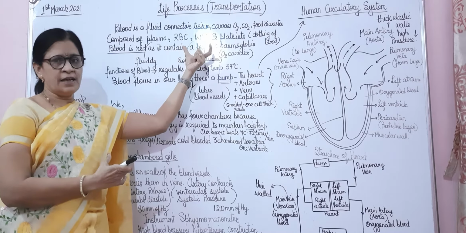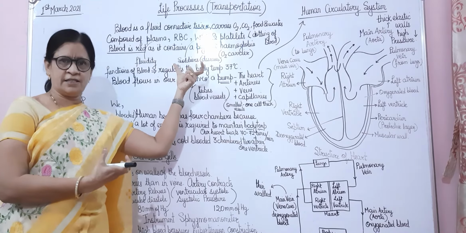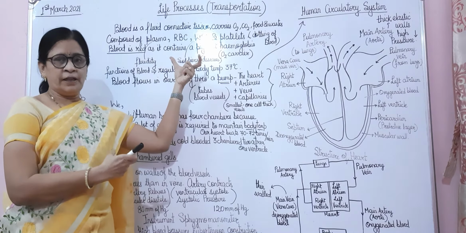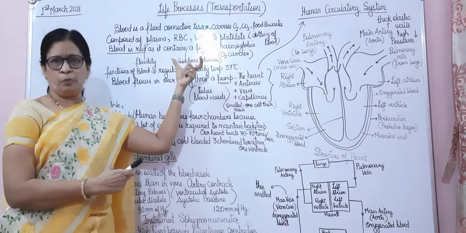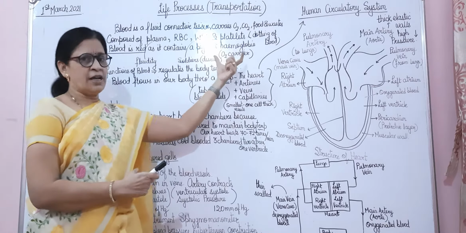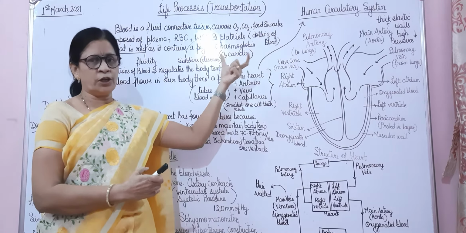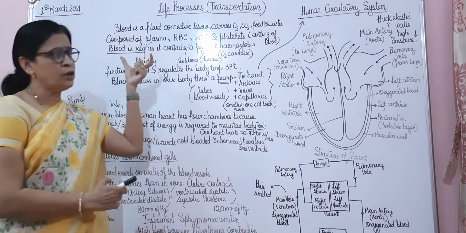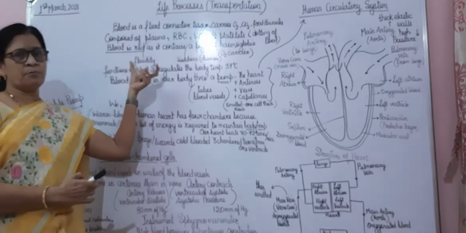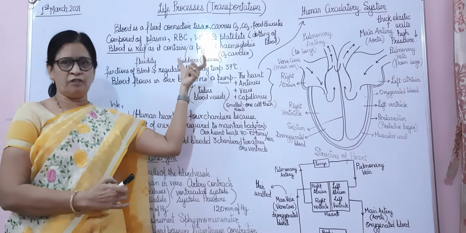White blood cells are the soldiers of our body. Means if we are suffering from any disease, those WBCs help to kill the pathogens in our body. And the platelets help in the clotting of blood. When we are wounded, the clotting of blood is done with the help of these platelets. So every part of the blood, the plasma, RBC, WBC and platelets, all have special functions in our body.